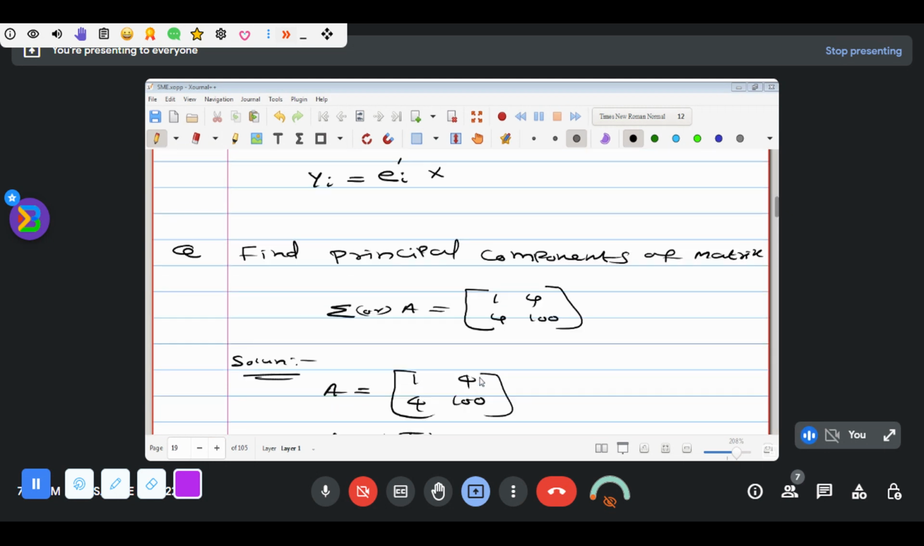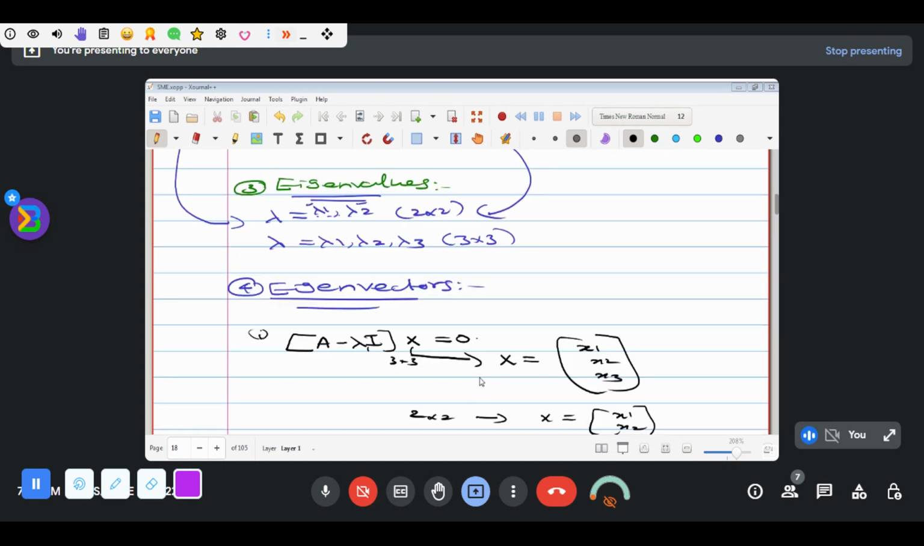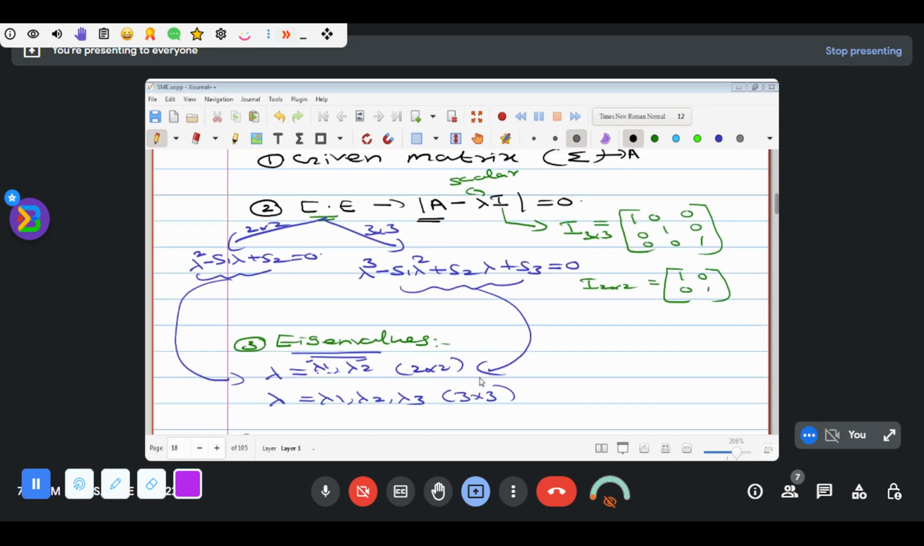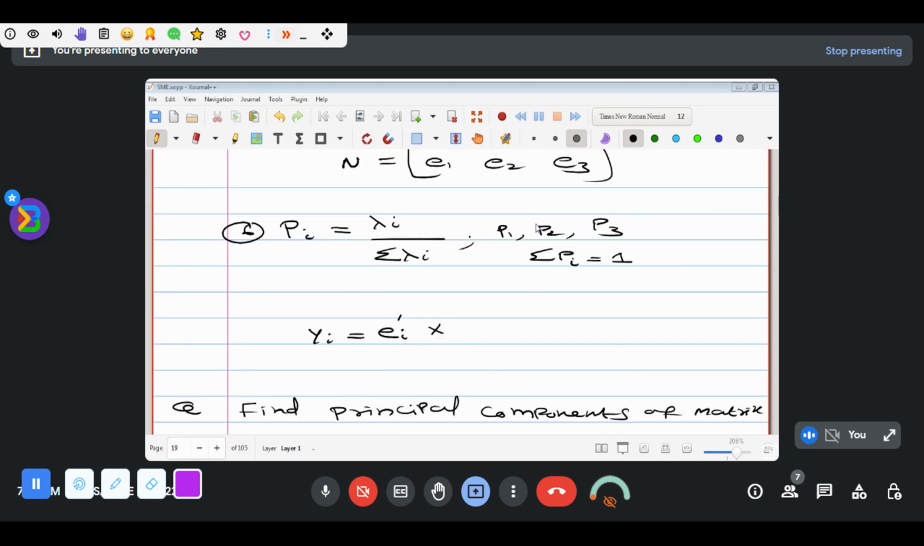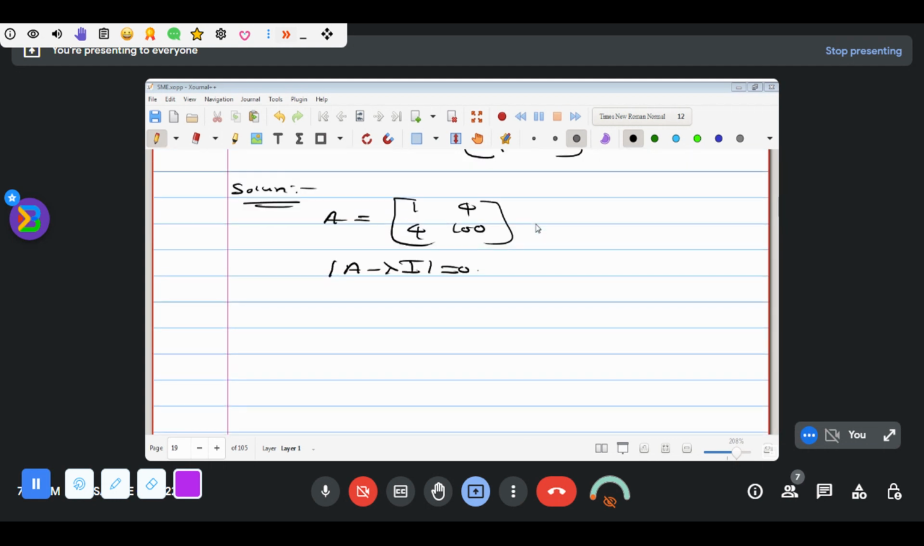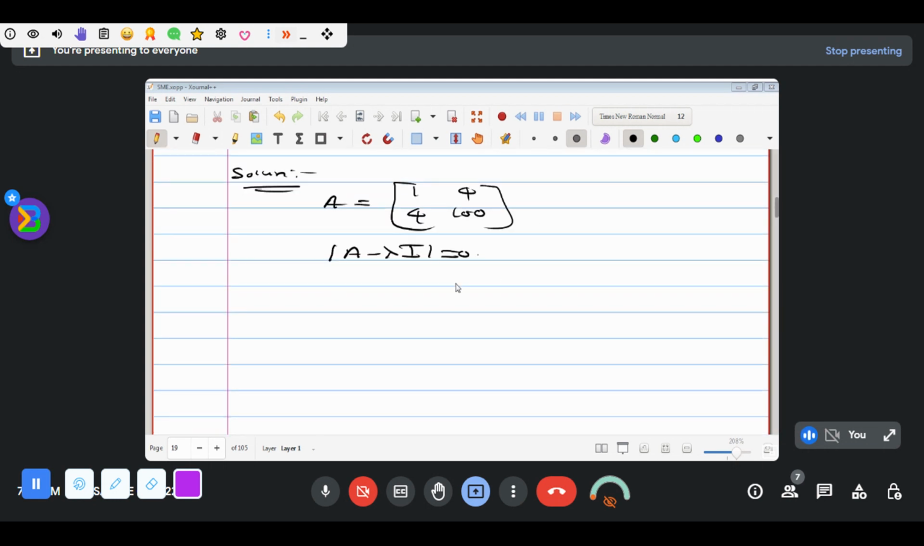What is the next process? Please note all the process algorithm. You want to find the characteristic equation: determinant of A minus lambda I equal to 0. I write the formula here, determinant of A minus lambda I equal to 0. Here it is a 2 by 2 matrix, lambda is a scalar and I is called the identity matrix, 2 by 2 matrix, 1 0 0 1.